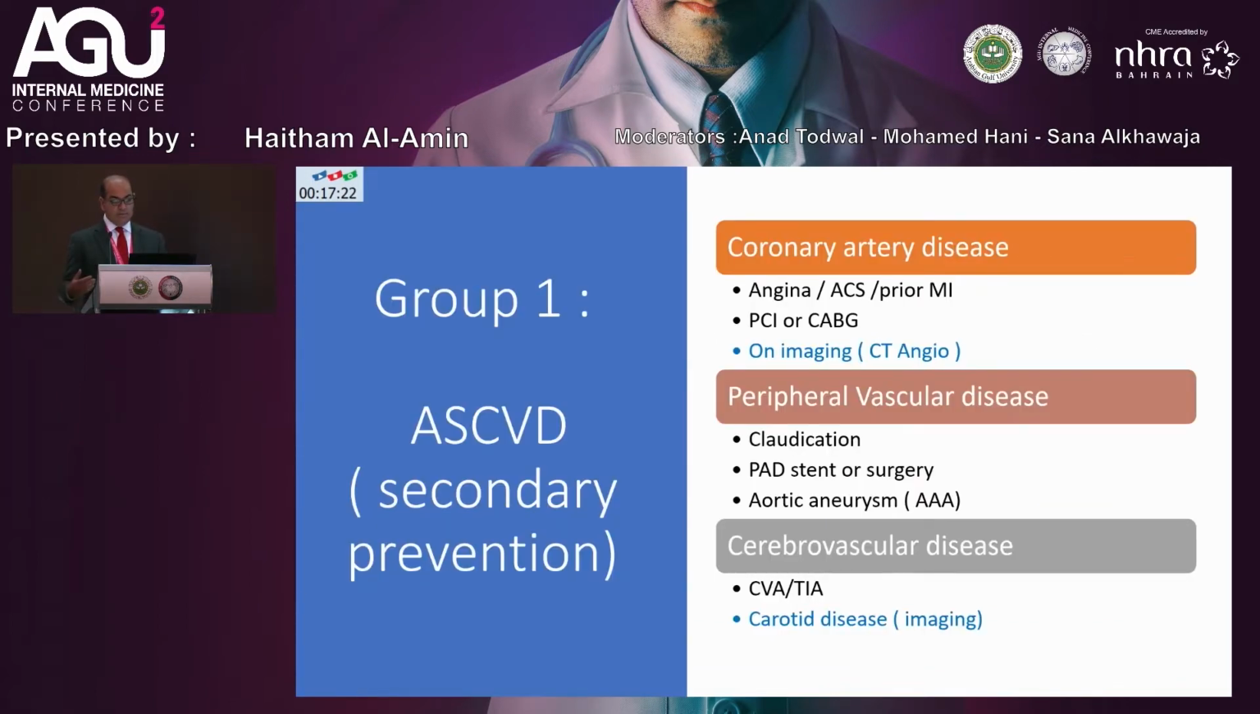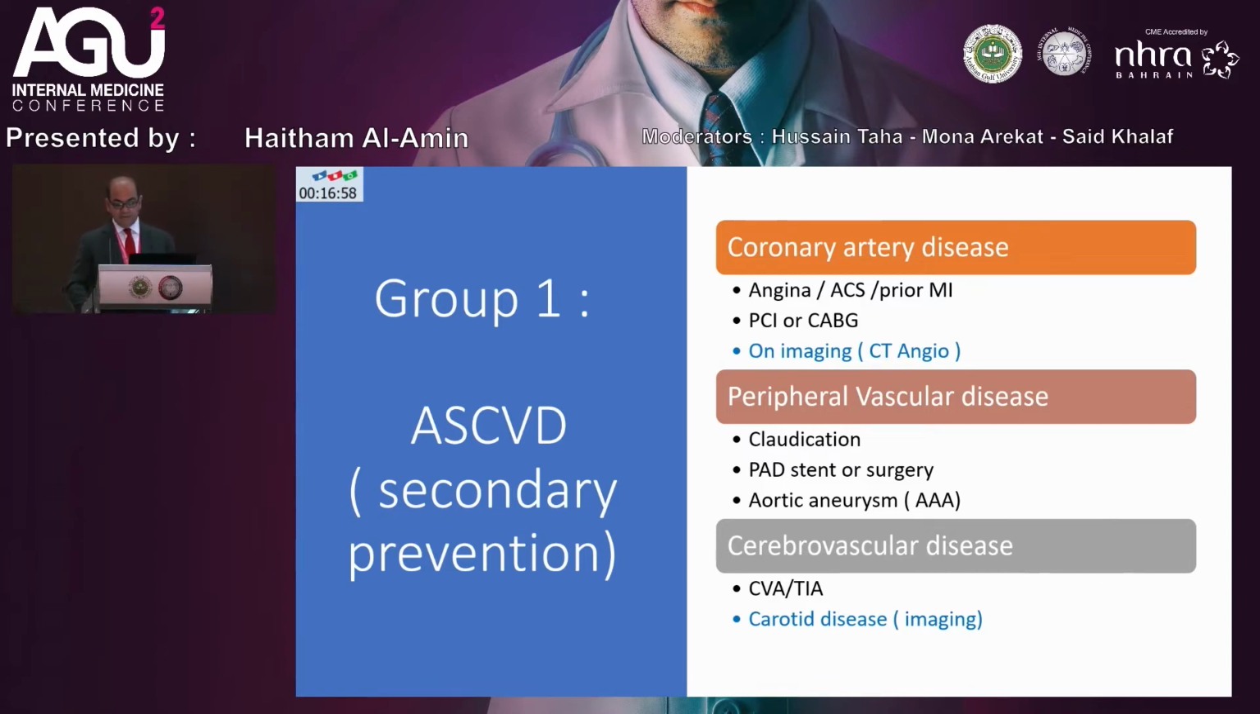So let me just go over these four groups. So the first group is patients for secondary prevention. So you've had angina, you've had a prior MI, you've had angioplasty or bypass surgery. The ESC guidelines in 2019 added imaging. So if you did a CT angio and you saw narrowing in the arteries, even though you did not have an event, you would qualify being in group 1.